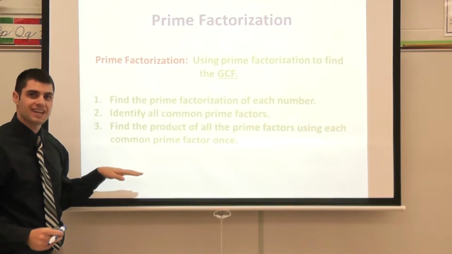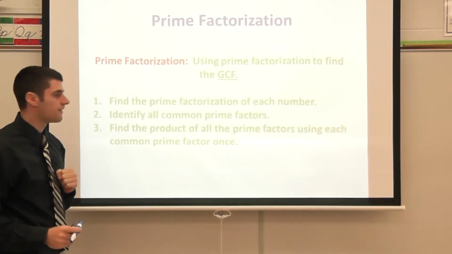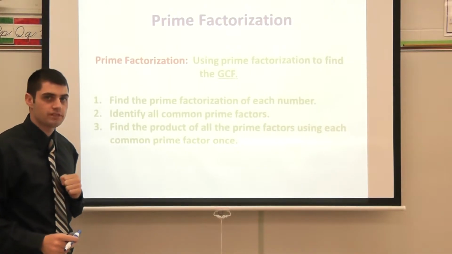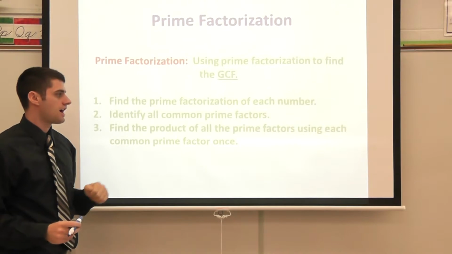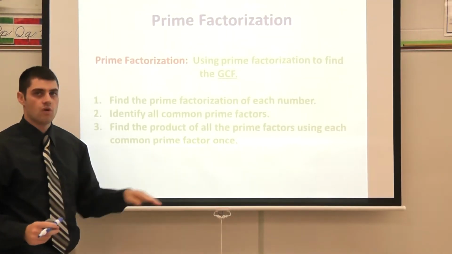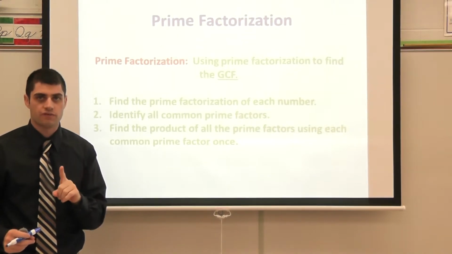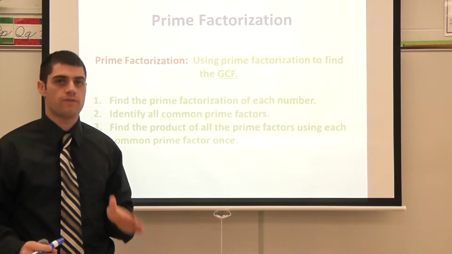We're going to follow these same 3 steps again. We're going to find the prime factorization of each number we have. We're going to identify all the common prime factors. And then step 3, we're going to find the product of all the prime factors using each common prime factor one time. There's only one difference. I'm not going to add in any of the leftover factors.